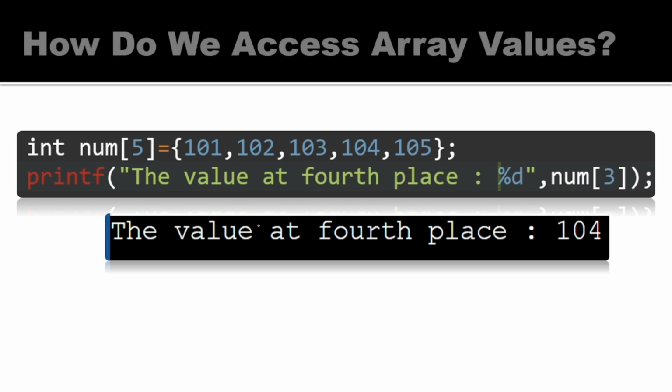And how do we access them then? You have created an array of size 5, stored these values in it, and you want to access a value. The value can be accessed by supplying the index number. Suppose I want to display the fourth value. I'll supply index number 3. So this is index 0, index 1, index 2, index 3, index 4. The fourth value, here is the output: the value at the fourth place is 104.